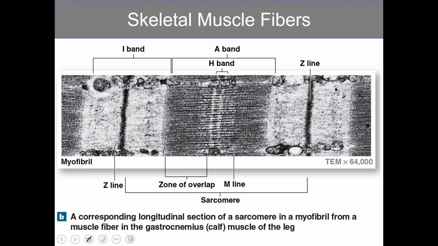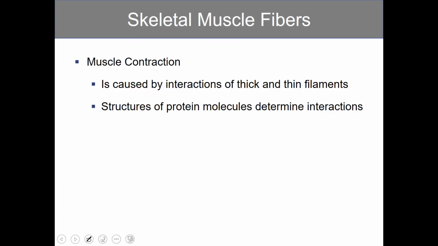Here's an actual transmission electron micrograph, TEM, showing again the patterns of light and dark, where the A bands represent the dark patterns and the I bands represent the light, and that's what gives rise to that striated appearance. Muscle contraction is caused by the interactions between these two filaments, the actin and the myosin, and it's the structure of these proteins that determine the interactions.